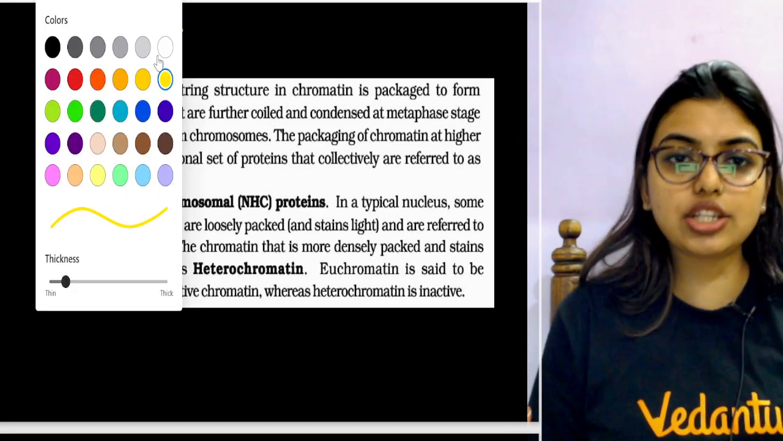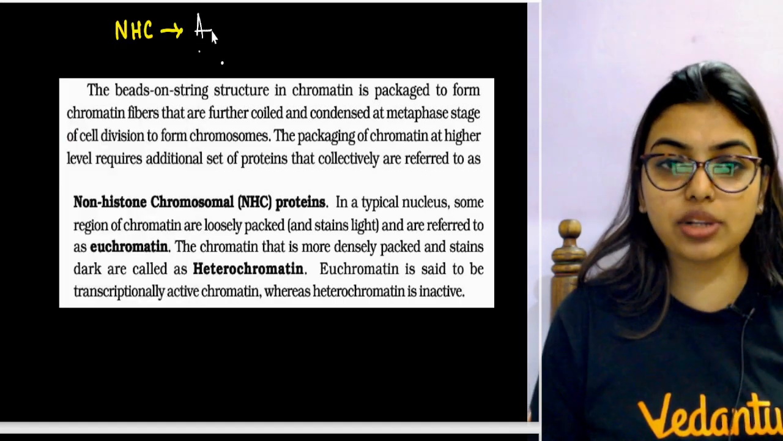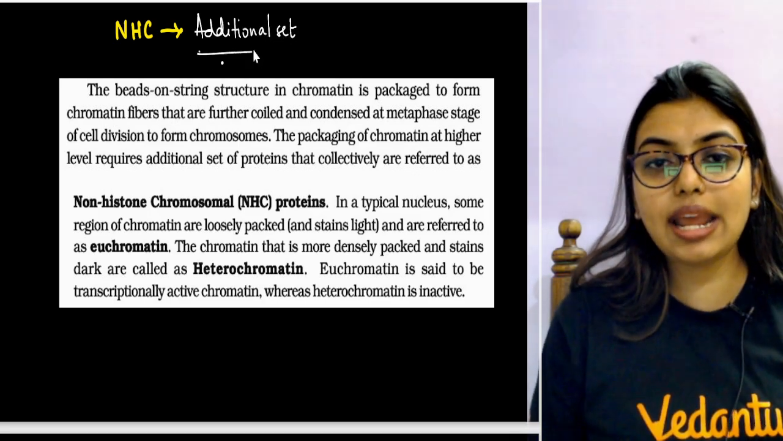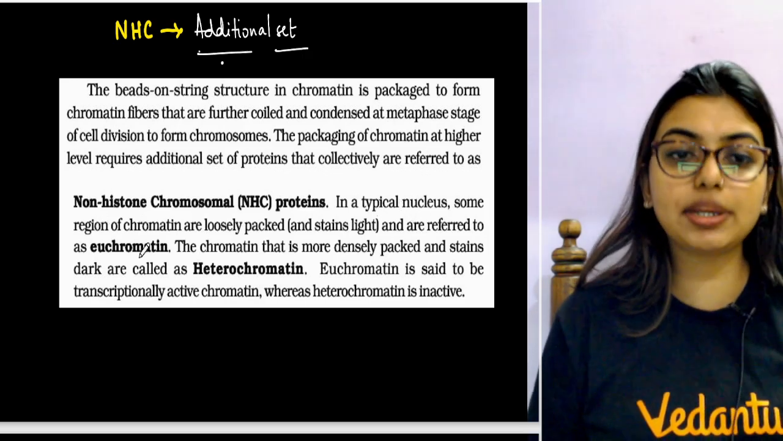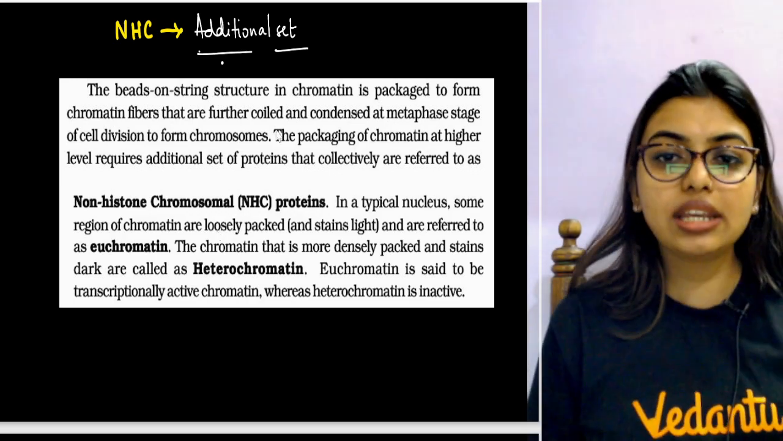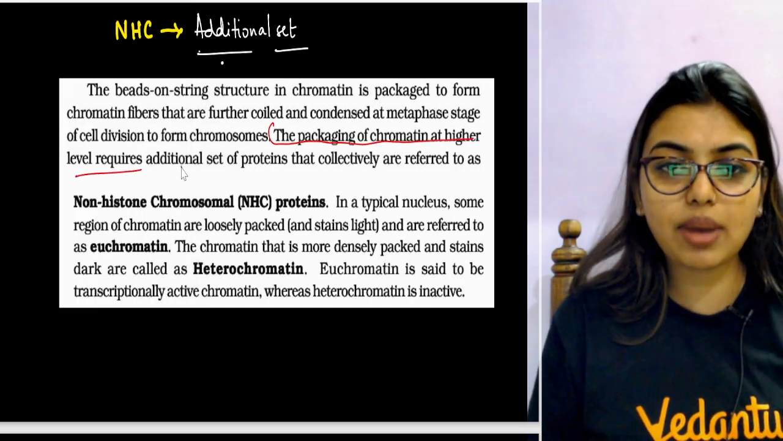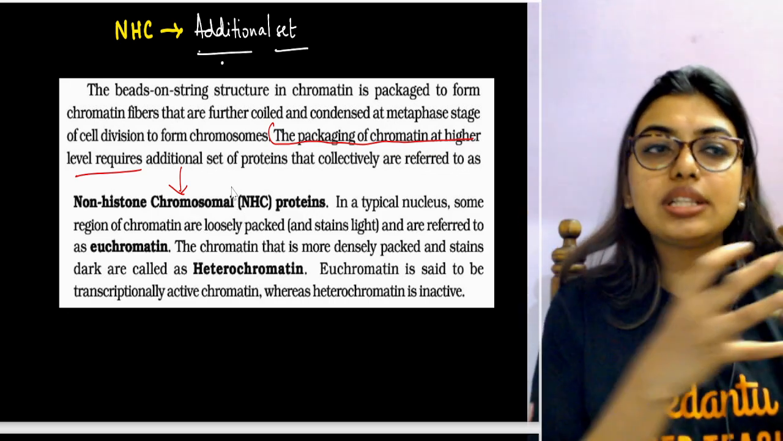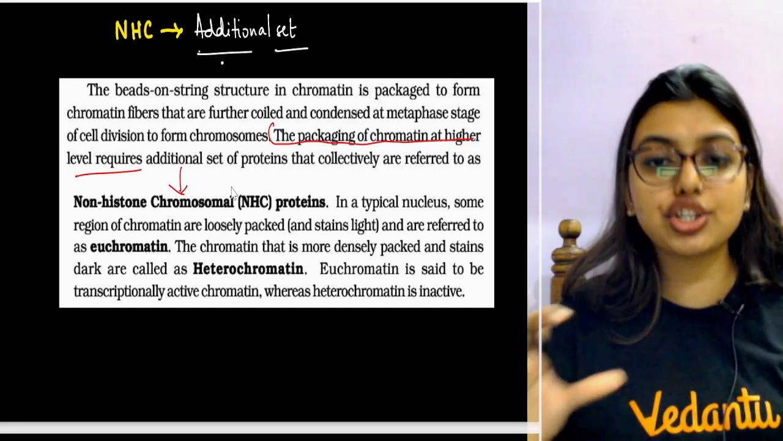That is, when the histone proteins cannot bind anymore, we will require an additional set of proteins that will help with the binding, especially in your eukaryote. The packaging of chromatin at higher levels requires an additional set of proteins that are collectively called non-histone chromosomal proteins. So other than the histone proteins, we use some additional proteins when we have to do the binding.